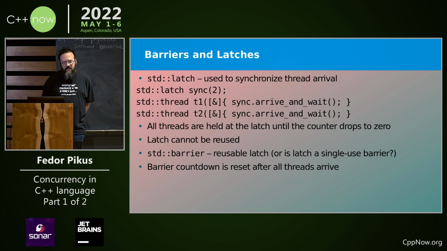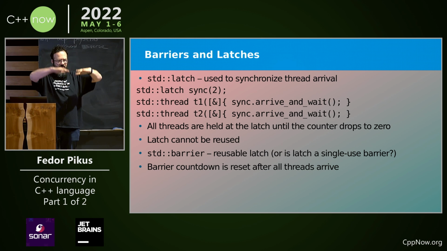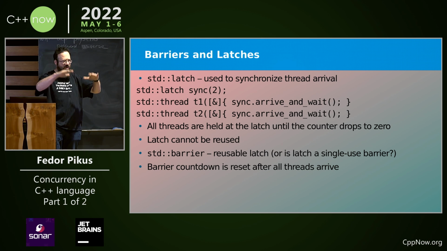First one is a latch. A latch is used to synchronize thread arrival. You declare a latch with a count. Every thread arriving at this latch, and by arriving I mean you call that member function, arrive and wait, will block until that many threads, whatever you put in the constructor, arrive, at which point they all unlock. So if you wanted all threads to pause and wait and then run at the same time into some shared block of code, that's how you do it.